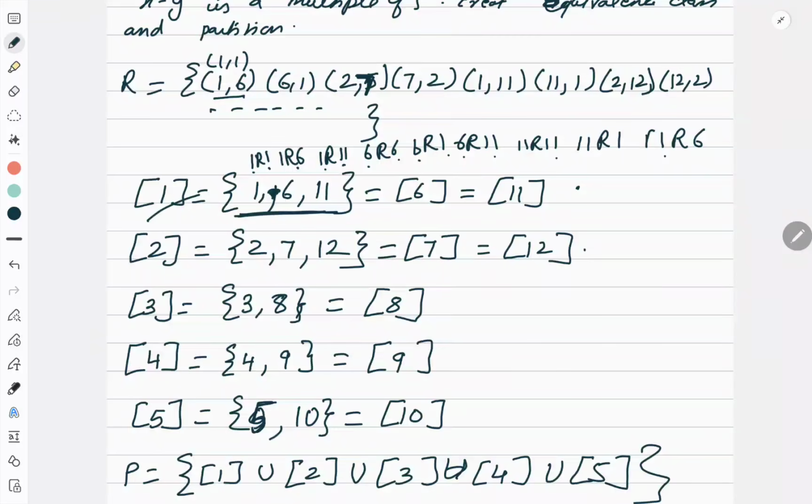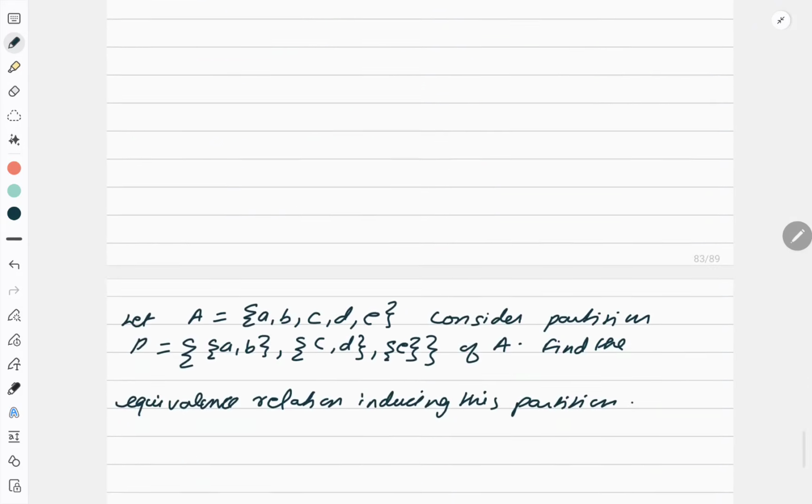So this is from 1. From the next class, what will go? (2,2), (2,7), (2,12), (7,7), (7,2), (7,12), (12,12), (12,2), (12,7). Like that, if I list out all the elements, I will form the relation. So I can ask you the question in both ways: from relation find out the partition, and from partition find out the relation. Both are possible. Okay, now let's move to the next question.